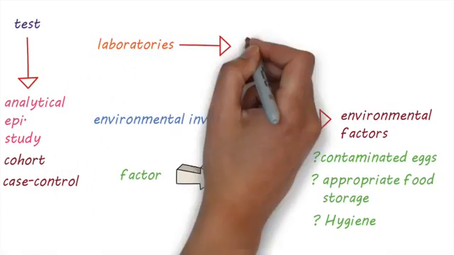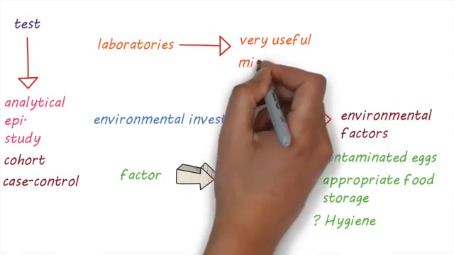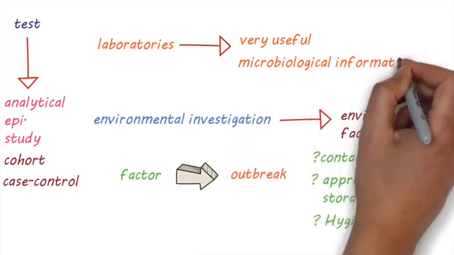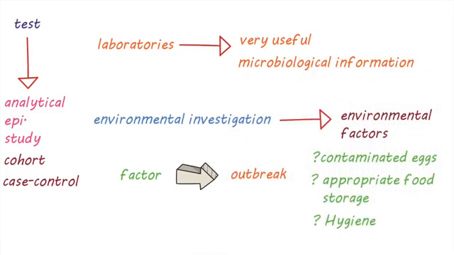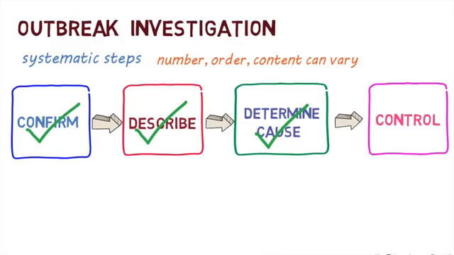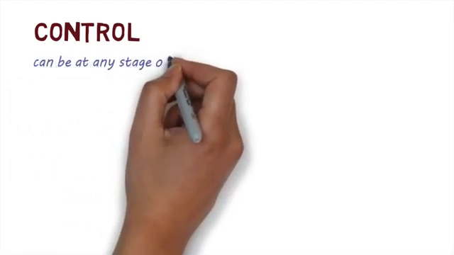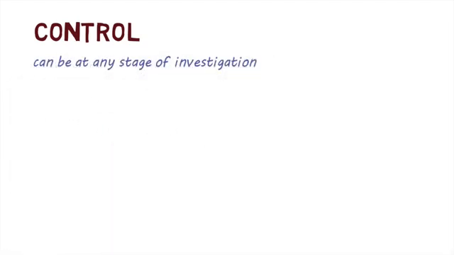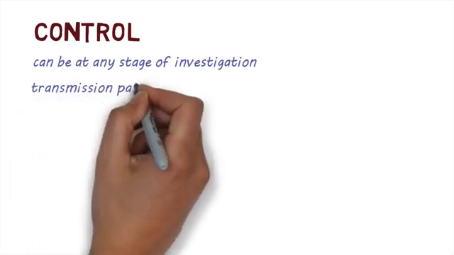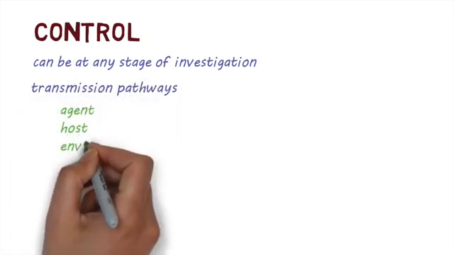Laboratories are very useful as they can provide microbiological information to confirm the hypothesis. And that concludes our third step of determining what could have caused the outbreak. Now let's discuss the primary goal of investigating an outbreak: control. Control can happen at any stage of the outbreak investigation and can be targeted at any step of the transmission pathways between the agent, host, and the environment.